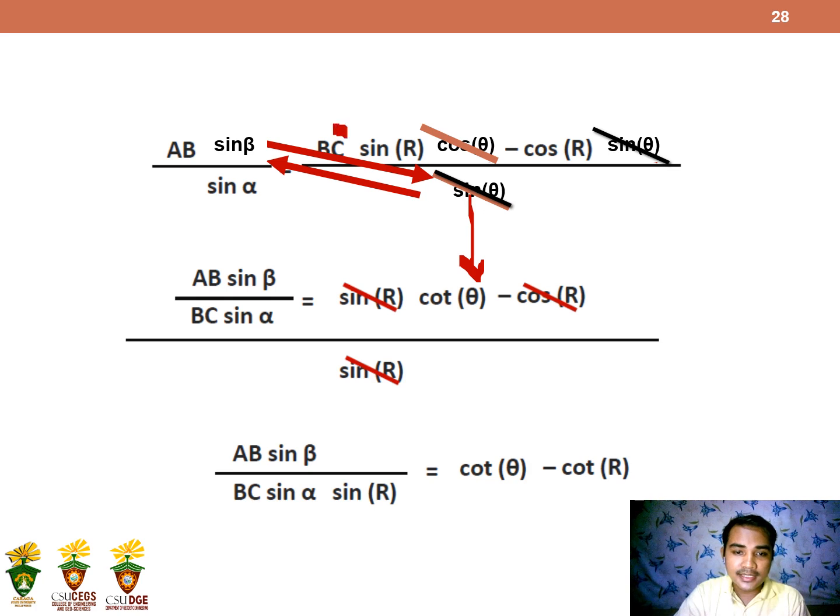BC, we put it at the bottom, in the denominator. So BC sine alpha, BC sine alpha, that is equal to sine r times cotangent theta minus cosine r, because cosine over sine is cotangent theta, so sine theta can cancel.